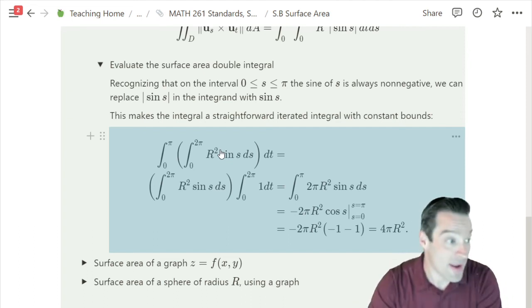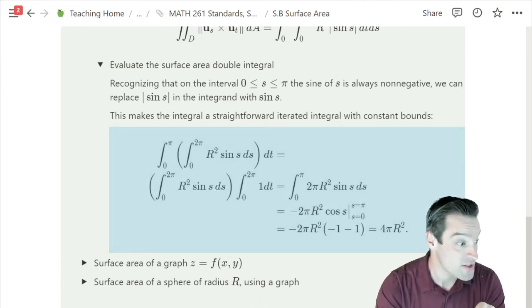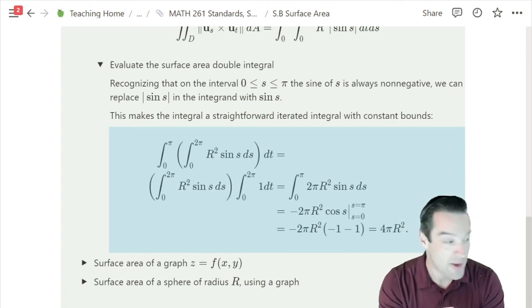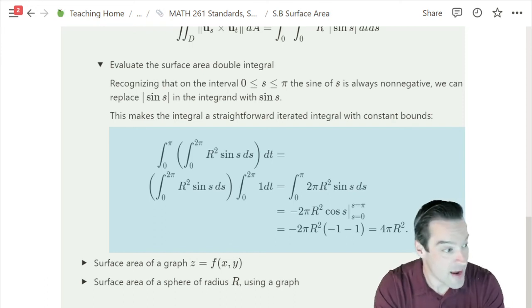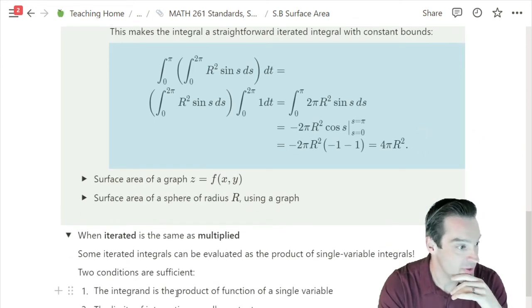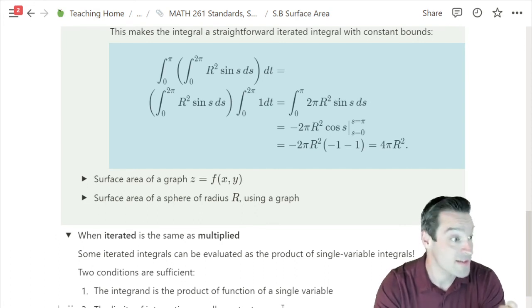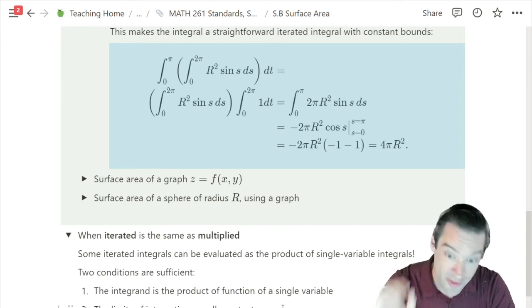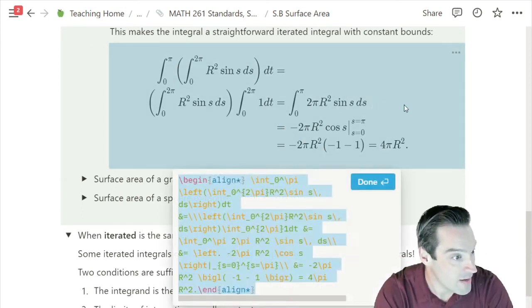And the same thing, by the way, happens anytime my integrand is a product of just a function of s and just a function of t, or just a function of x times just a function of y, and my limits of integration have constants as their bounds. Anytime those two conditions are satisfied, instead of an iterated integral, we can just make it into a product of two integrals, the s integral times the t integral, so that we don't have to do integration of integration.